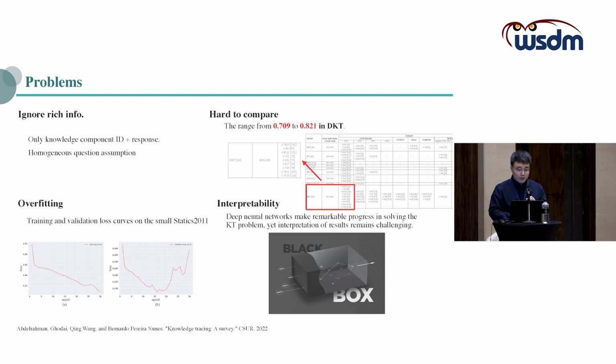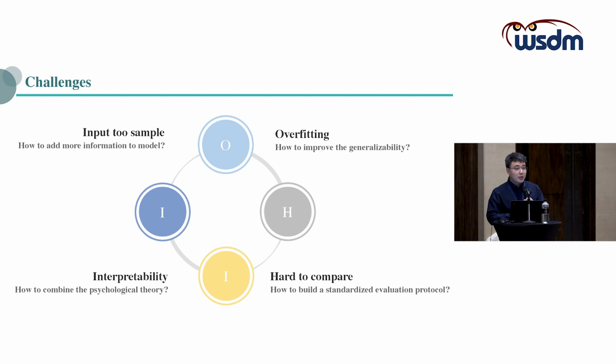The last one is overfitting. We can see the training and validation loss curves on the small data set. The training loss always decreases, but on the validation data, the loss reaches its minimum very quickly and then starts to rise. So for these problems, there are four challenges. The first one is how to capture more side information, and about overfitting, how to improve the generalization. About interpretability, how to leverage psychology theory, and the last one is how to evaluate in a standard protocol.